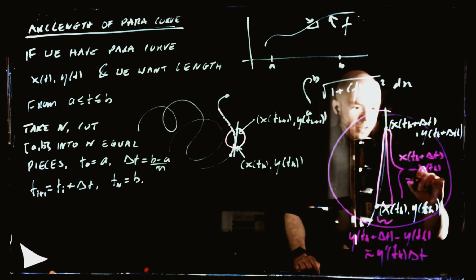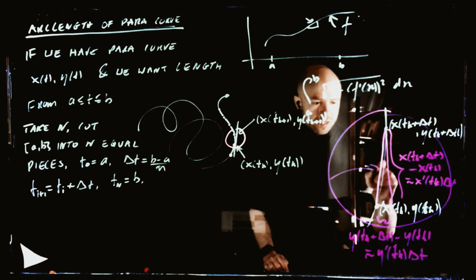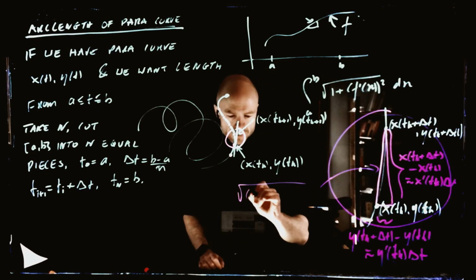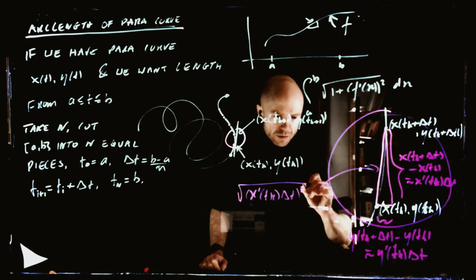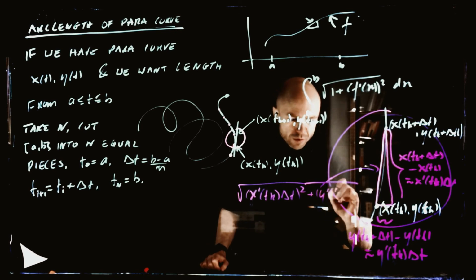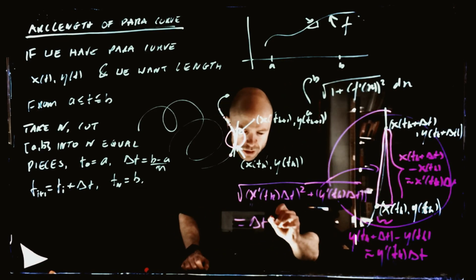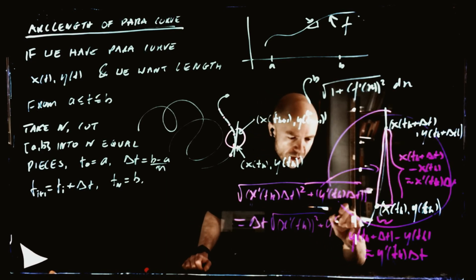And this thing is very much like x prime of tk times delta of t. So this hypotenuse here is this thing squared plus this thing squared, square rooted. So it's the square root of, let's do the x first, x prime of tk delta of t squared plus y prime of tk delta of t squared, and then that's delta of t times the square root of x prime of tk squared plus y prime of tk squared, like this.